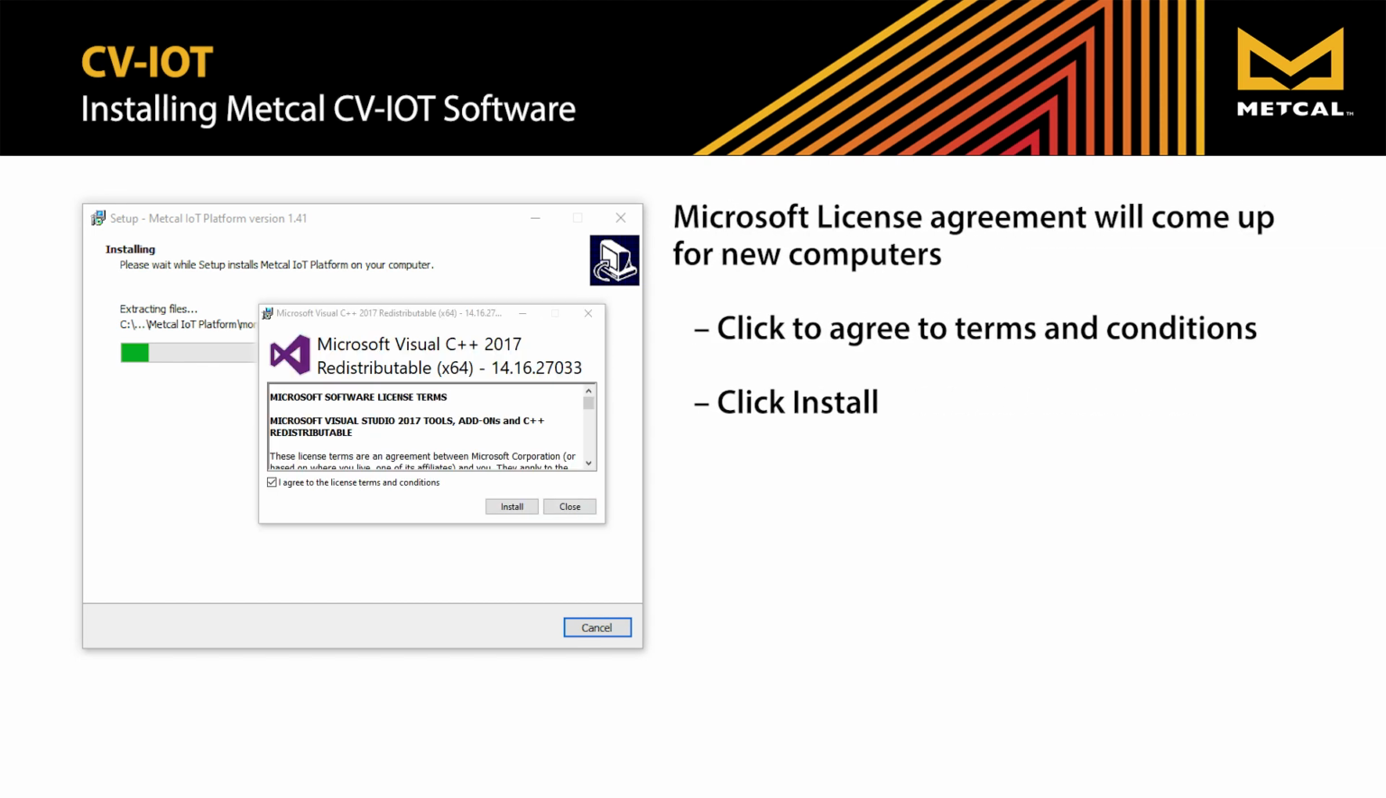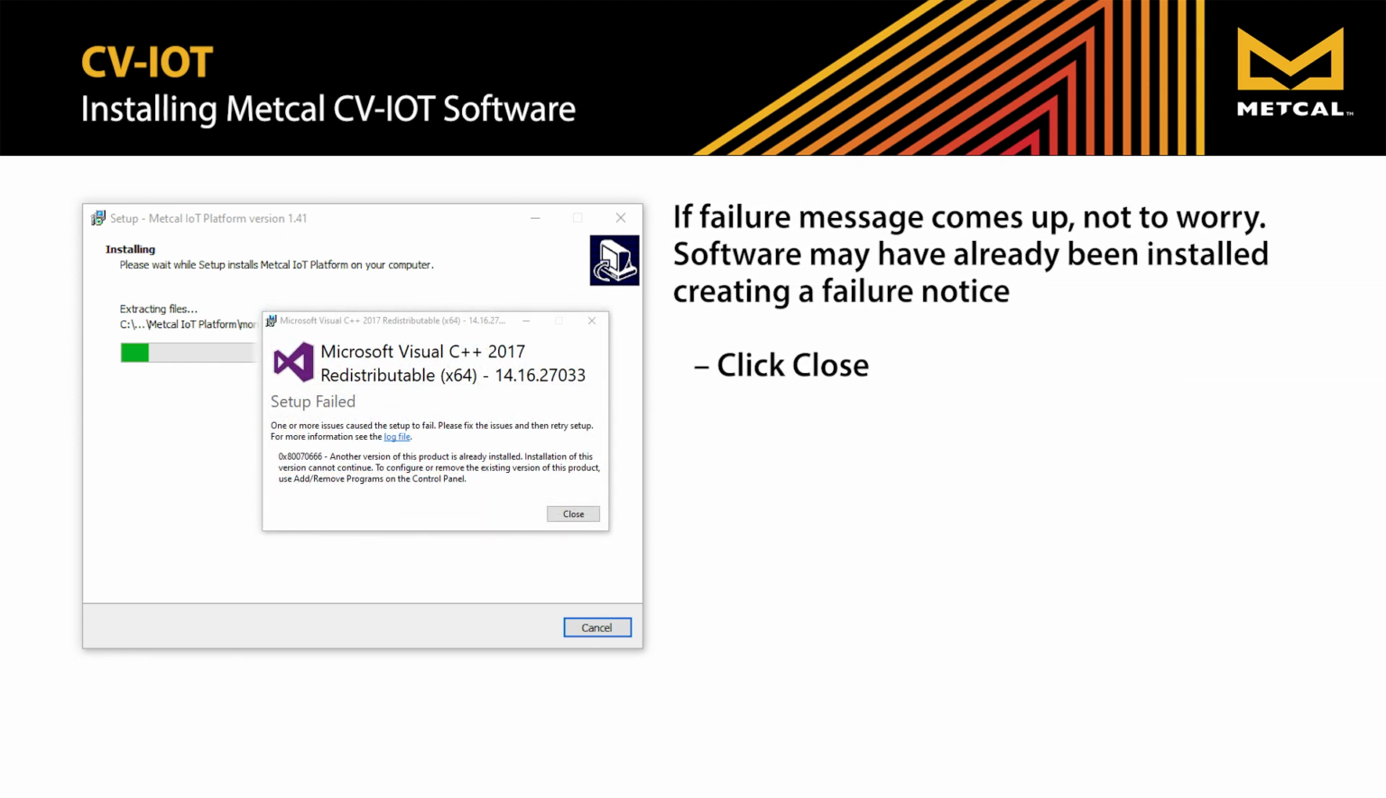A Microsoft license agreement will come up for new computers. Check to agree to the terms and conditions. Click Install. If a failure message comes up, not to worry. Software may have already been installed, creating a failure notice. Click Close.